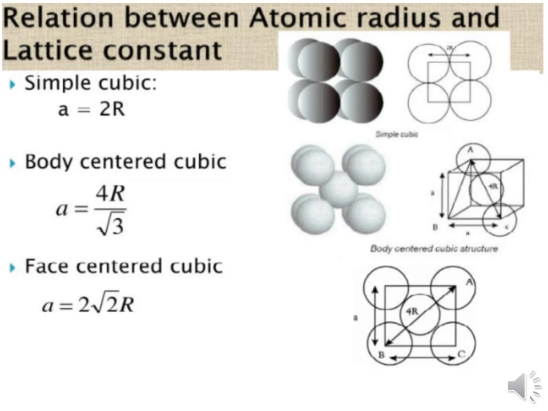Next, discuss the relation between atomic radius and lattice constant. Atomic radius is represented by R and lattice constant by A. The figure shows the SCC, BCC and FCC crystal structures. For SCC, A equals 2R, for BCC A equals 4R by root 3, and for FCC A equals 2 root 2 into R.